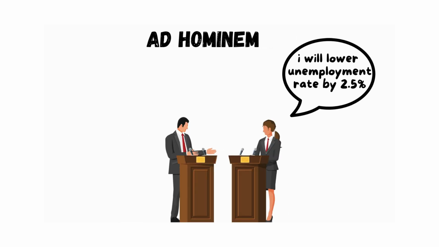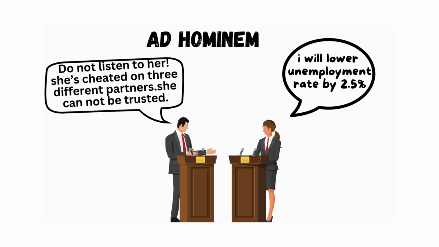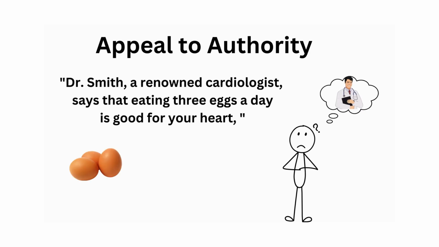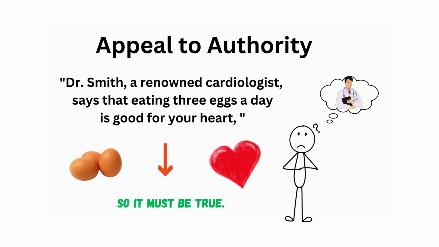Ad hominem. This is when someone attacks the person making an argument, rather than addressing the argument itself. Appeal to authority. This is when someone tries to win an argument by citing the opinion of an authority figure, rather than providing evidence.